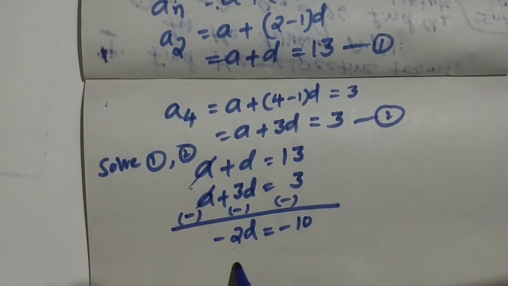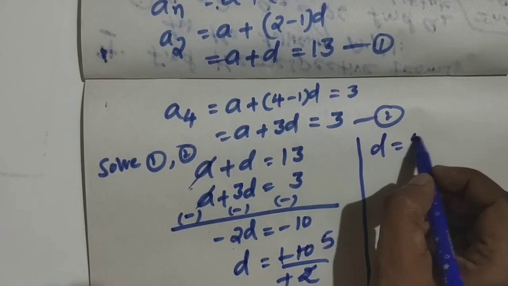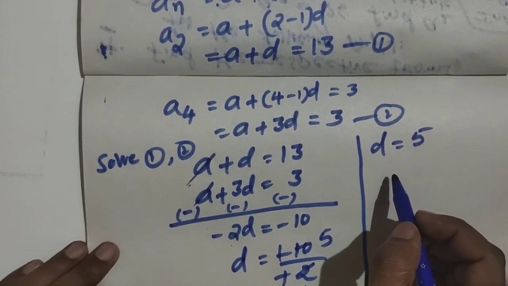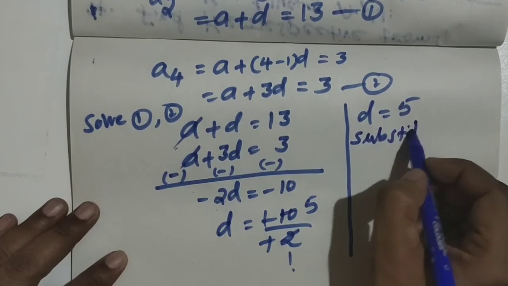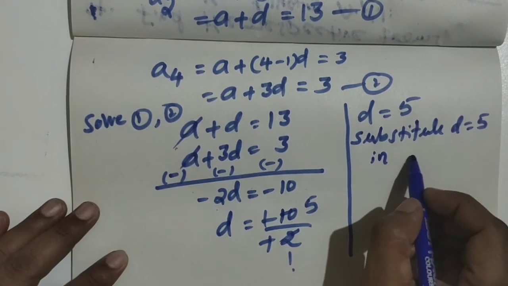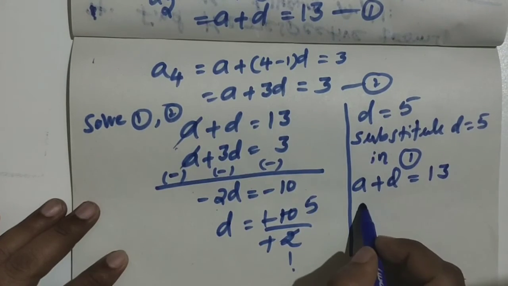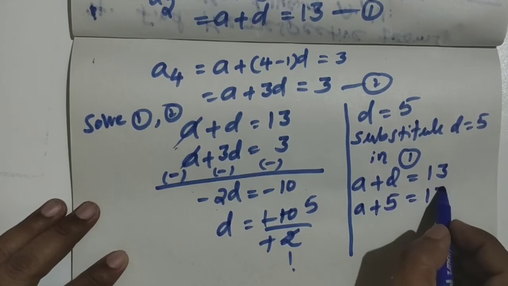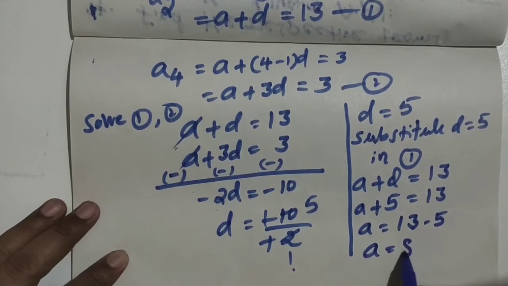So minus 2d equal to minus 10, then d is equal to, we can write, minus 10 by minus 2. So minus minus gets cancelled, 2 fives are 10. Now we got d value as 5. Now to get a value, substitute d is equal to 5 in equation 1. So here we have a plus d is equal to 13. Then substitute the d value, a plus 5 is equal to 13. Then a is equal to 13 minus 5. Then a is equal to 8.